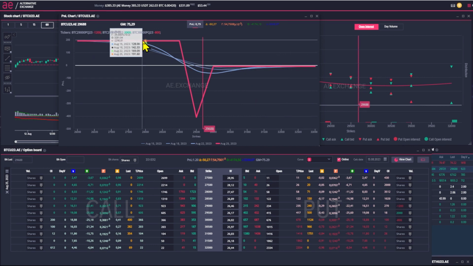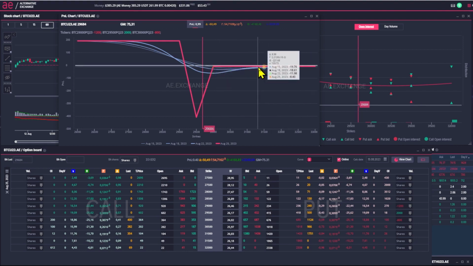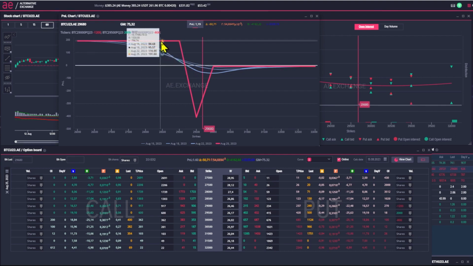What does that mean? It means that we have a no-loss zone on the right. We make nothing and lose nothing if the Bitcoin price goes up. But if the Bitcoin price falls, our no-loss point is somewhere around 29,100, we make a profit. The price should fall on the upper wing of the butterfly.